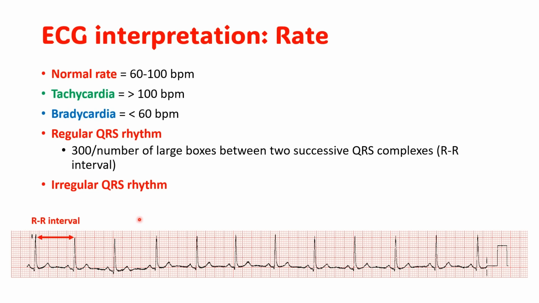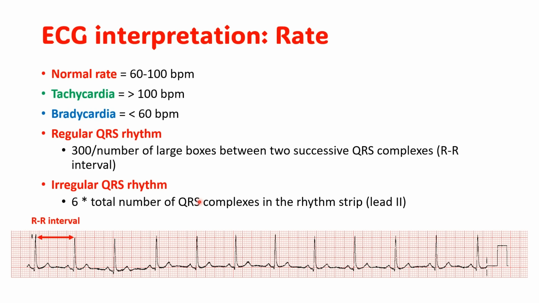which is roughly about 75, I think. And then if we have an irregular QRS rhythm, so for example in atrial fibrillation, we can do 6 times the total number of QRS complexes in the rhythm strip. Again, that's typically lead 2. If we count the number of QRS complexes, we've got 1, 2, 3, 4, 5, 6, 7, 8, 9, 10, 11, 12. Times that by 6, which is 70-ish. I think it's about 72.